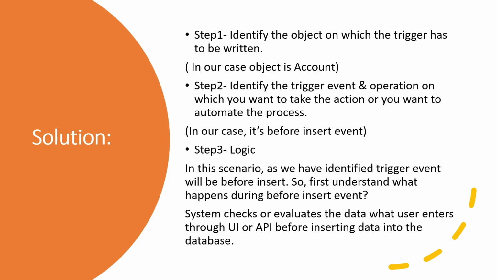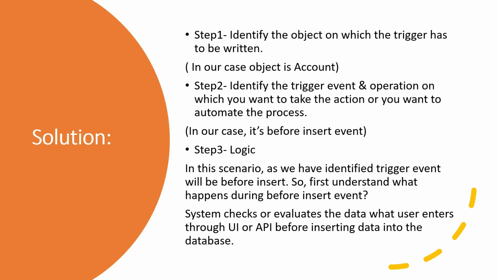In order to write a trigger, we always follow three steps. In the first step, we identify the object in which the trigger has to be written. In our case, the object is account. Step two, we identify the trigger event and operation on which we want to take the action or automate the process. In our case, it is the before insert event, and step three is logic. So in this scenario, we have identified the trigger event will be before insert. First, understand what happens during the before insert event.